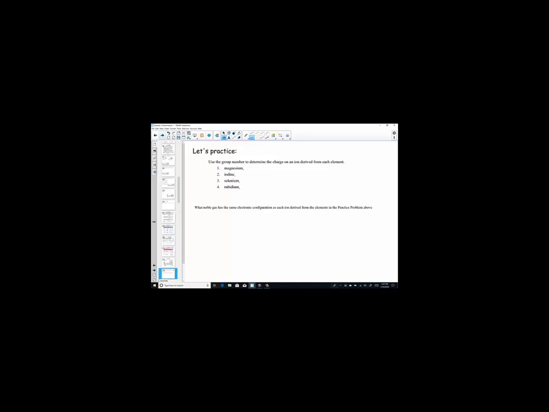Use the group number to determine the charge on an ion derived from each of the elements. The first is magnesium. All we need to do is locate where magnesium is on the periodic table. Magnesium lives in group 2A. It will lose 2 electrons to become a +2 charge. When magnesium, who is number 12, loses 2 electrons, it then has 10 electrons. It will become like neon.